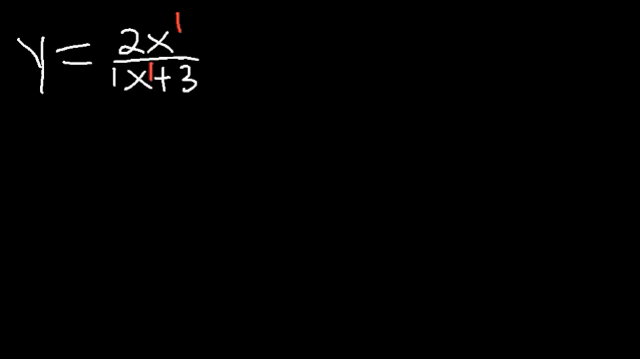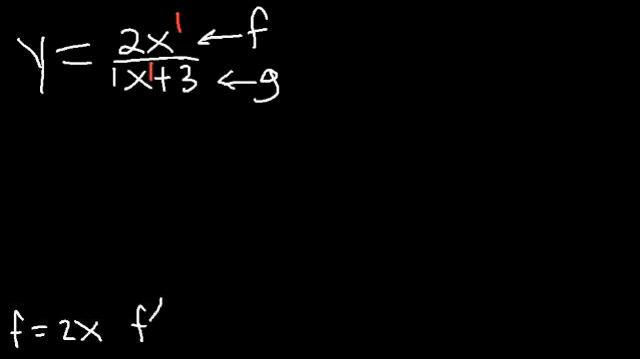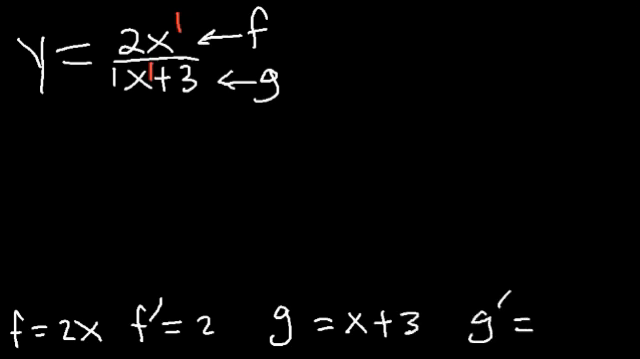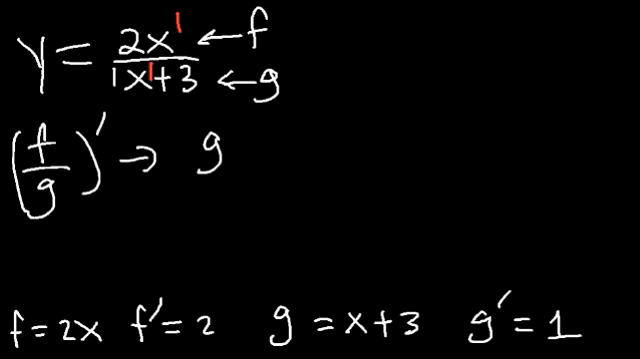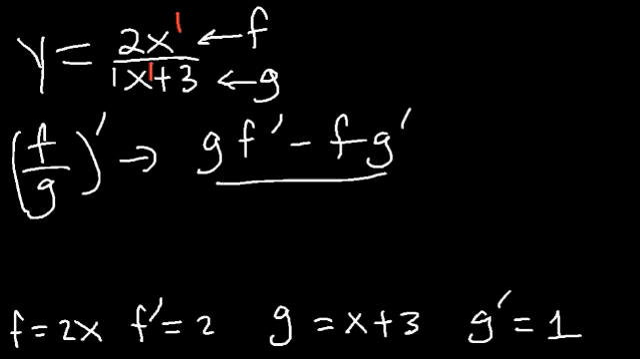To find the first derivative, we'll need to use the quotient rule. So let's say the top function is f and the bottom function is g. That means f is 2x, f prime is the derivative of 2x, that's 2, g is x plus 3, so g prime is the derivative of that. The derivative of x is 1 and the derivative of 3 is 0, so it's simply 1. Now according to the quotient rule, the derivative of f divided by g is g f prime minus f g prime, divided by g squared.